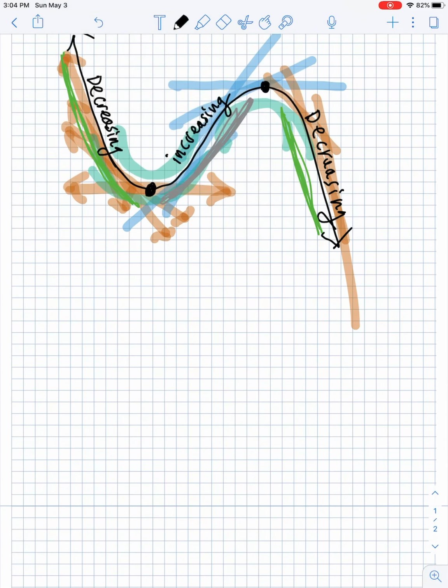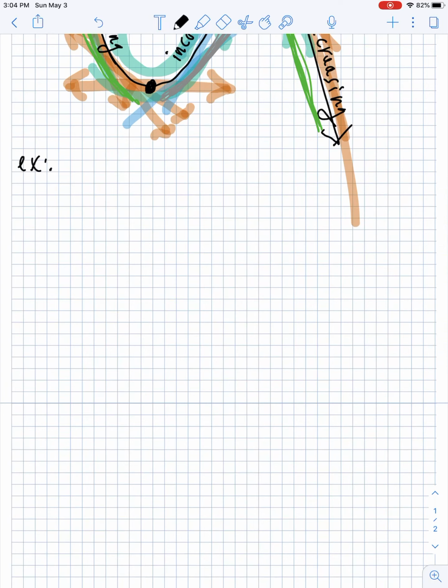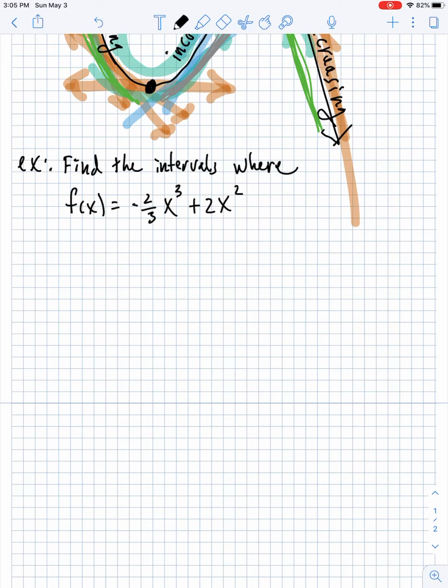So let's see. First example. Find the intervals where that is increasing? I don't like that example. Let's just jump right to the big one. Okay, find the intervals where that function, let's just say, is increasing.